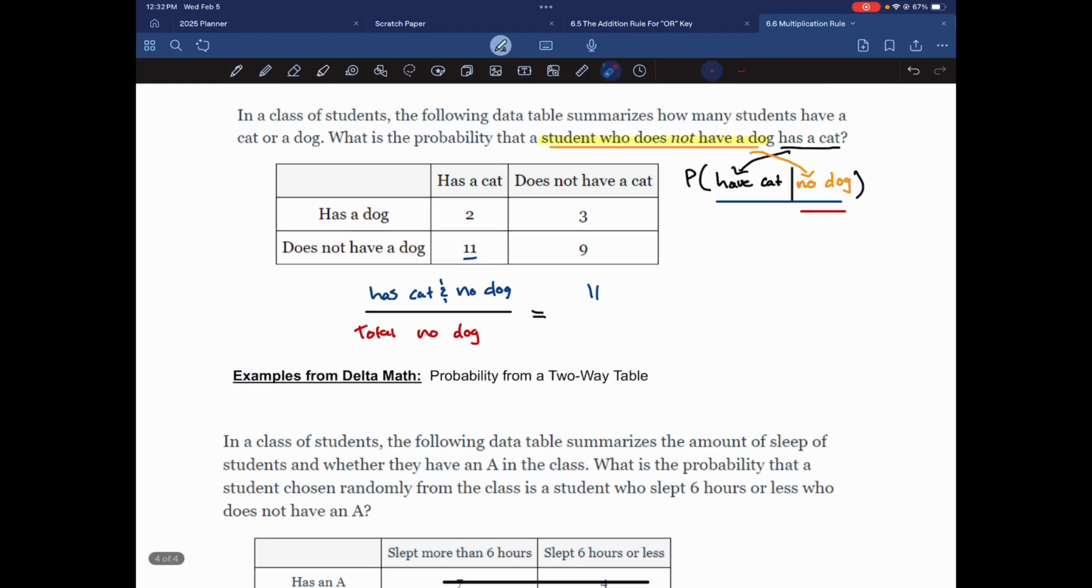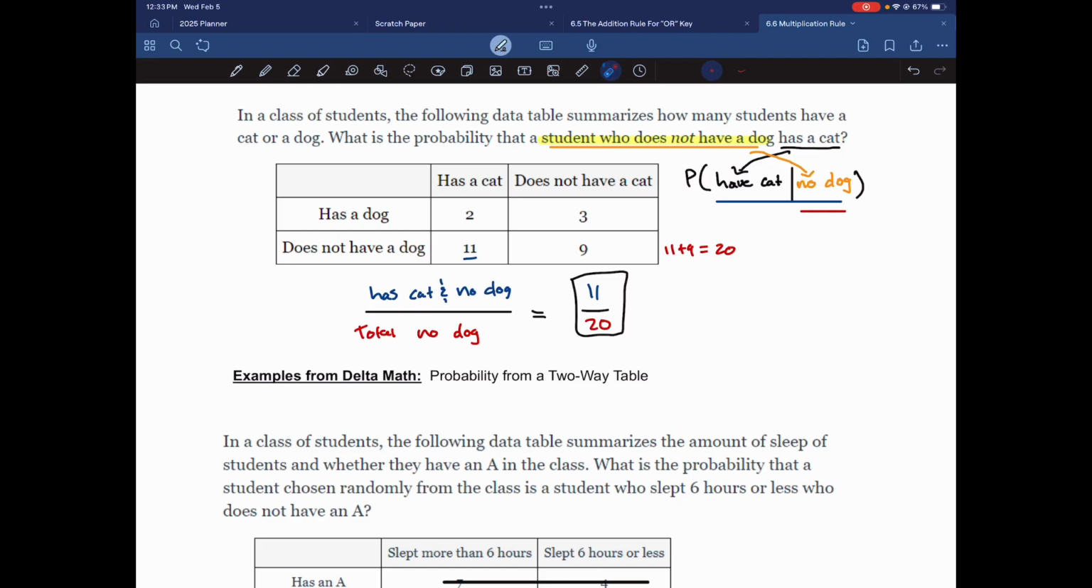And now I need to find the total amount of people with no dogs. So does not have dog is 11 plus 9, okay? So I'll do 11 plus 9, which gives me 20. Or in other words, I've got 11 over 20 as my probability, okay? So that one's worded weird. It's worded backwards. When you set it up like this, you have to make sure you put the first one second and the second one first.